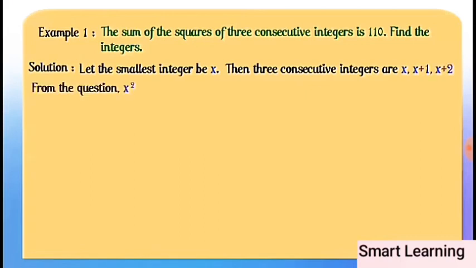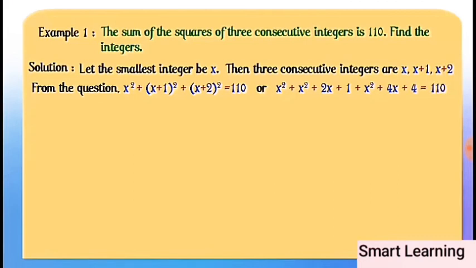From the question, x square plus x plus 1 whole square plus x plus 2 whole square is equal to 110, or opening the brackets, x square plus 2x plus 1 plus x square plus 4x plus 4 is equal to 110. This implies 3x square plus 6x minus 105 is equal to 0.